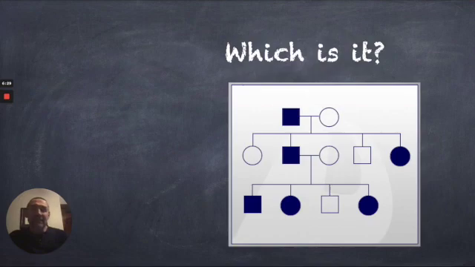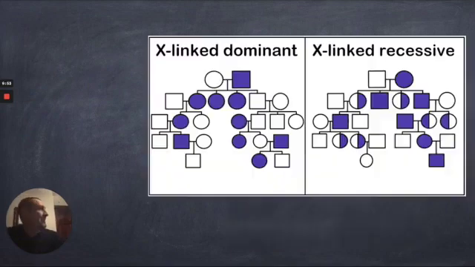All right, so take a look at this pedigree. Which is it? Is it autosomal dominant or is it autosomal recessive? Well, hopefully you picked autosomal dominant. And the reason you should pick that is because the parents are passing it to their children. It's every generation. It's pretty equal between males and females. You'll see that there's 3 males that have it and there's 3 females that have it.